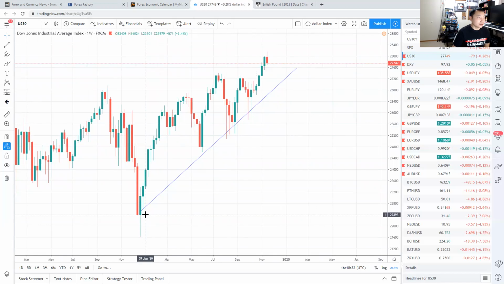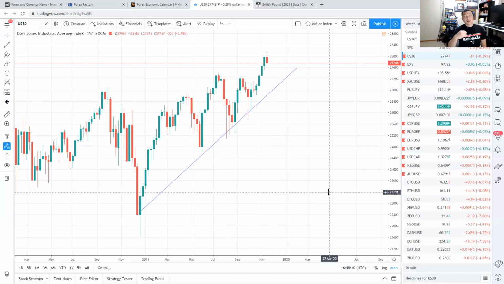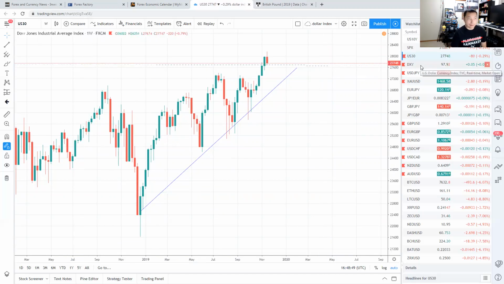from very low here, from 20,300 all the way up to the highest of 28,000. And it's still ascending, not descending. Ascending is up, descending is going down. So just something to think about.